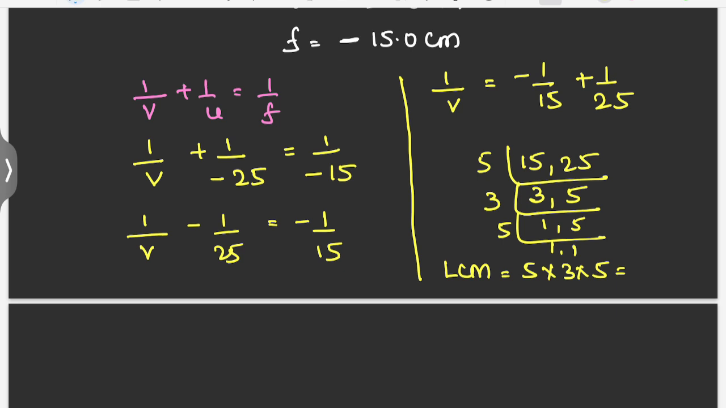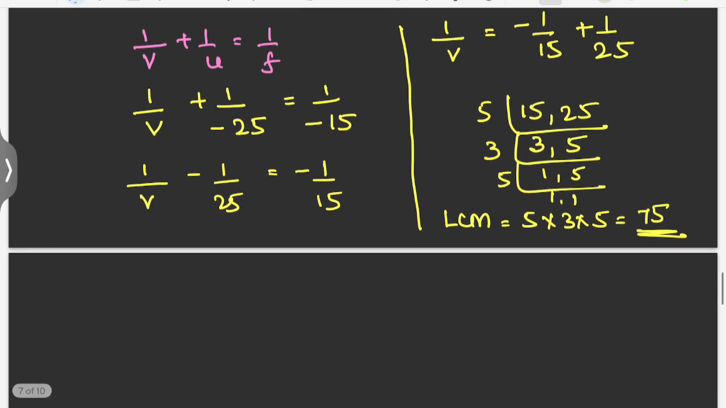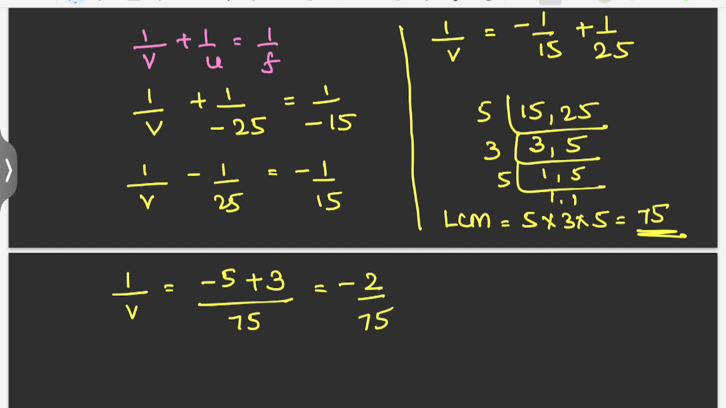5 5s are 25, 25 3s are 75. So 75 is the LCM. So in the next step we will write 1 by V is equal to, 75 is the LCM. So 15 5s are 75, so you will get here 5. 25 3s are 75. So this is equal to minus 2 by 75.